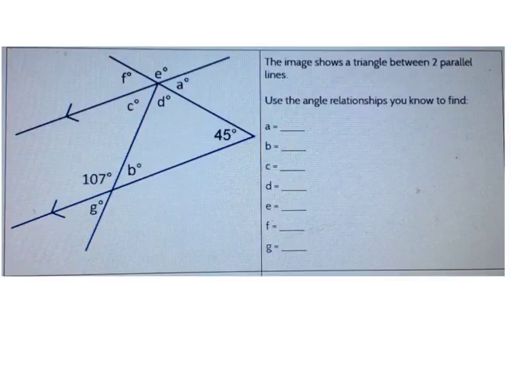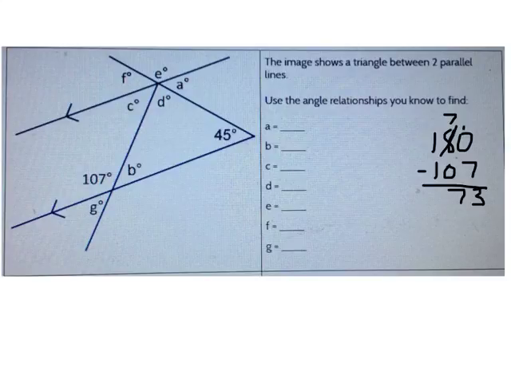Today we're going to use our knowledge of angle relationships to solve for several missing angles. Let's start by solving for angle B. Angle B is on a straight line with 107 degrees, so I know that they add up to 180. So I can subtract 180 minus 107 to find angle B. What is angle B? Angle B is 73 degrees, because 73 plus 107 is 180.